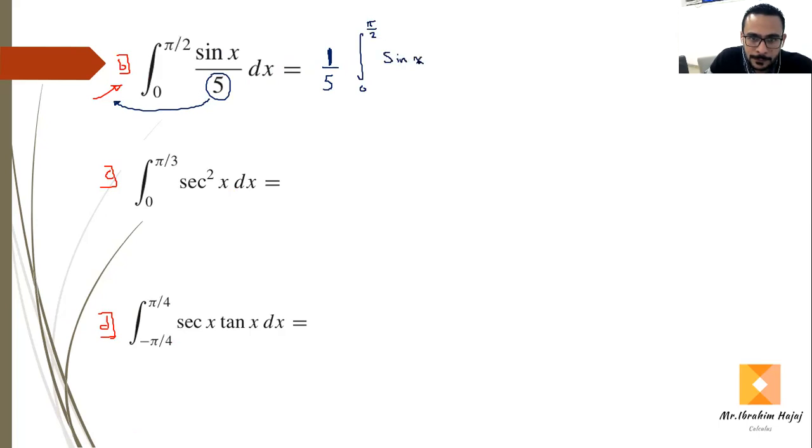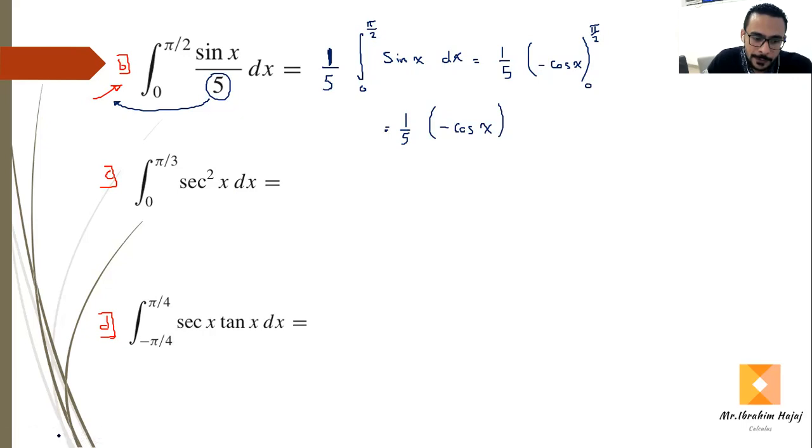It becomes negative cosine x. The negative cosine x is the antiderivative of sine. The integral of sine is negative cosine, from 0 to pi over 2. Here it becomes 1 over 5 times negative cosine pi over 2.